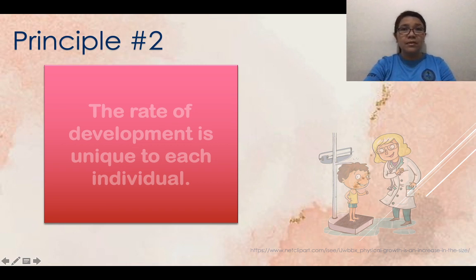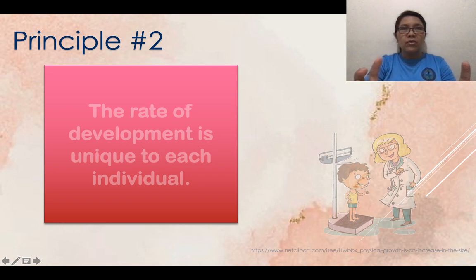So, for example, if a child is exposed to a wonderful social environment, then his social interactions develop faster than those who are not. At the same time, some children may be exposed to more mental development than others who are not. So the rates are different for each individual.